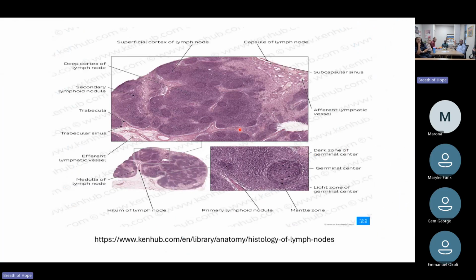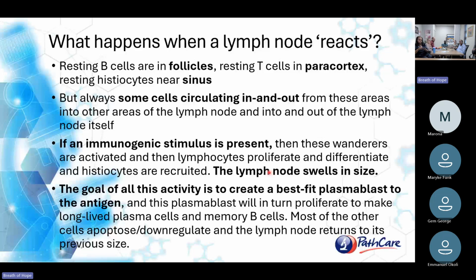So this is just what we see on histology. The cortex, and then we have the follicles, and the areas in between are the paracortical areas, and our follicles, when they are activated, will have a dark zone and a light zone. So what's happening in those zones? What happens when a lymph node is reactive?